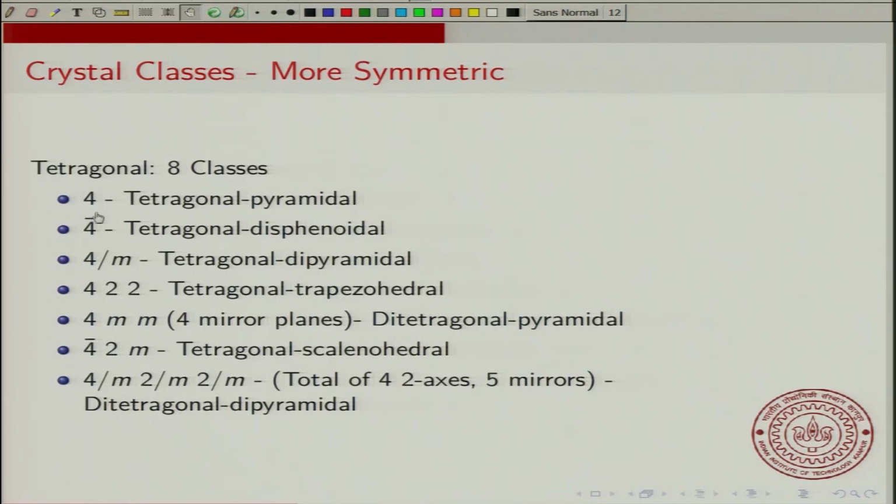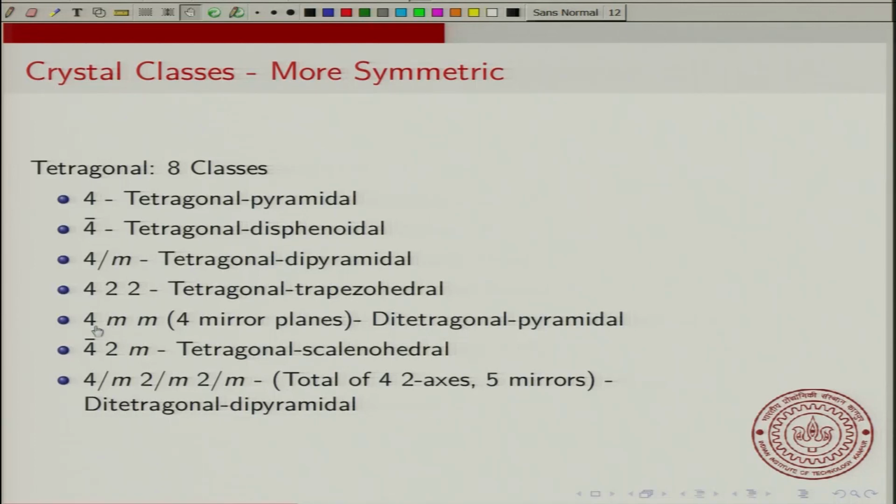A tetragonal means it has to have a four-fold axis of rotation. If it has only a four-fold axis of rotation, then you call it tetragonal pyramidal. If it has a four-fold roto inversion axis, then you call it tetragonal disphenoidal. If it has a four-fold axis of rotation and a mirror perpendicular to it, then you call it tetragonal dipyramidal. If it has a 4-fold axis and 2 2-fold axes of rotation, then you call it tetragonal trapezohedral.